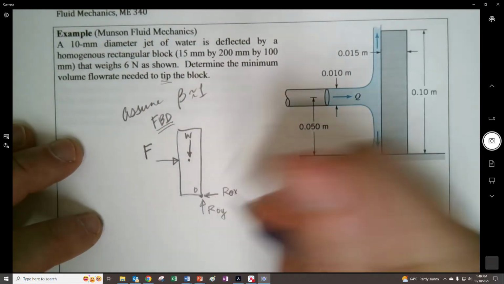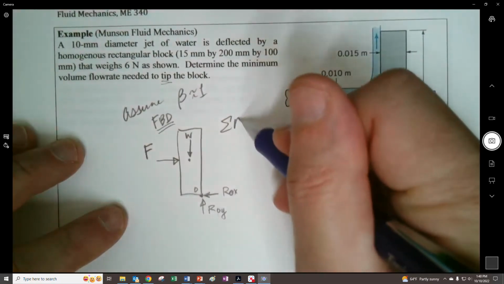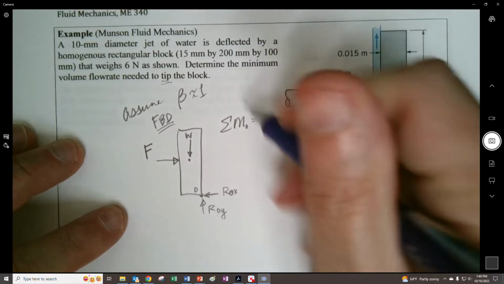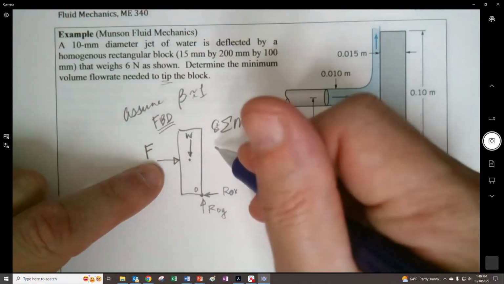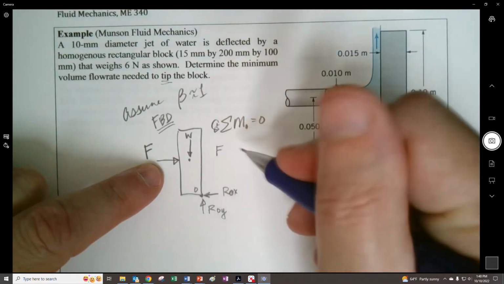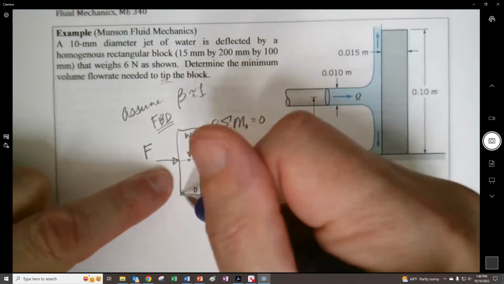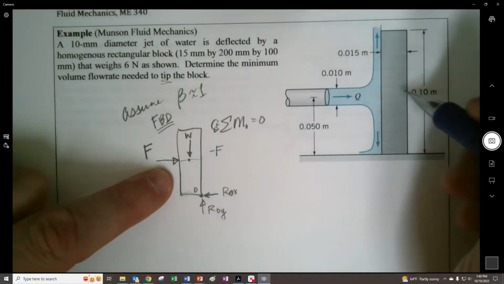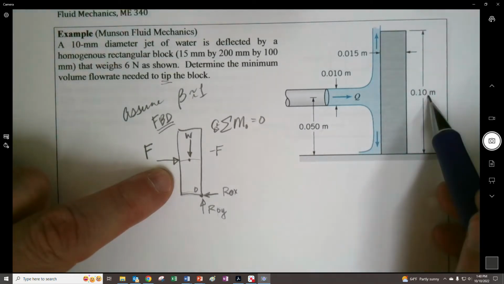We have an Rx and an Ry. I decided to call that point O instead. So I'm going to take the sum of the moments about O equal to 0. We take this F, and it's going clockwise, so it's negative. It's going to be half this distance, which is 0.05. It's half of the way up there.